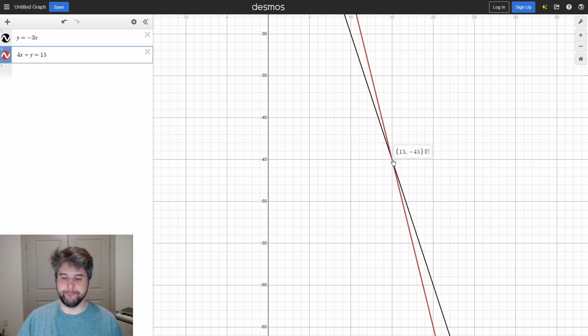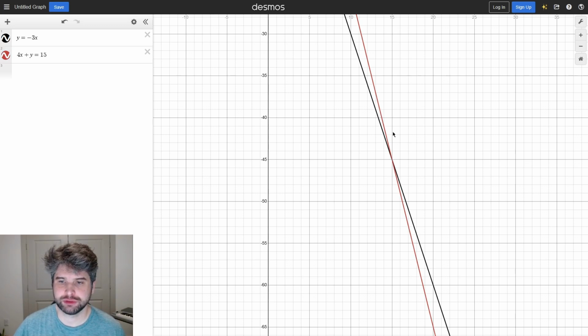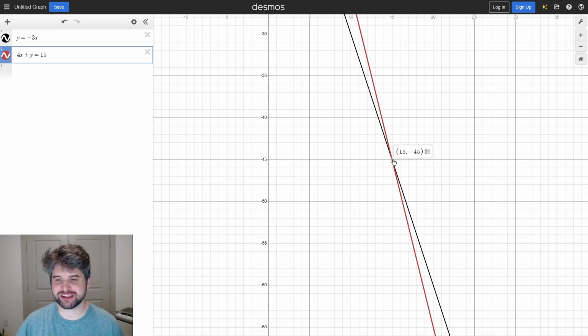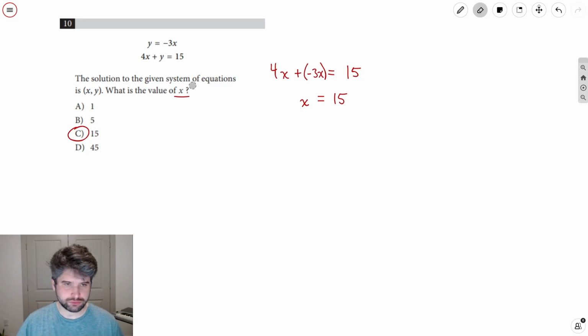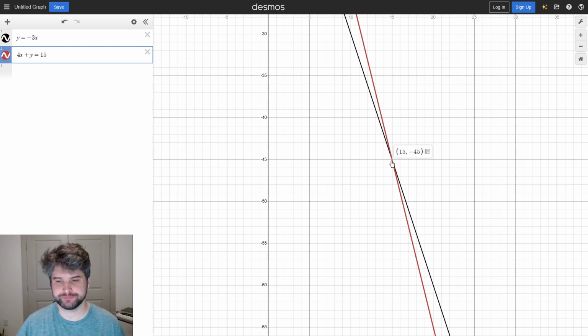And we hover over here, and Desmos tells us exactly. We have to click on one of these lines, and then Desmos is going to have a gray point for us where they intersect. Now, what's the answer? Is it 15 or negative 45? Well, if we go back, they're asking for the value of x. We found it algebraically pretty quickly, but you could just pull 15 straight from the coordinates here. And that's the answer according to Desmos as well.